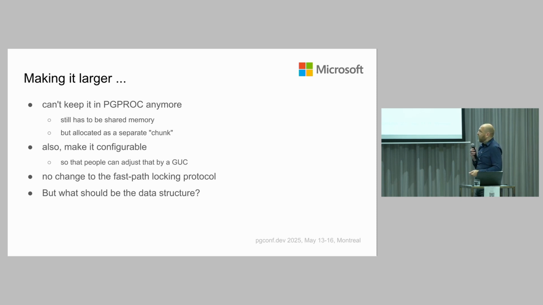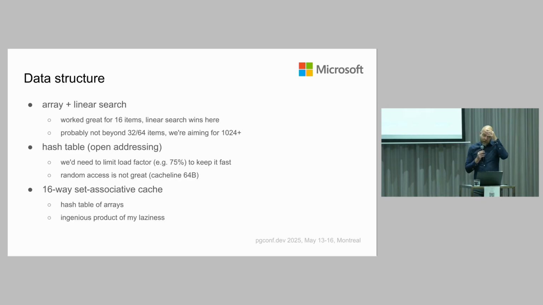So what should we do? We need to keep it somewhere else, but what data structure should we use? This is the first trade-off we needed to make, because we could use a simple array with a linear search. That wouldn't really scale to many entries, and we want to allow maybe 1,000, right? And that's a point where linear search is not very efficient.